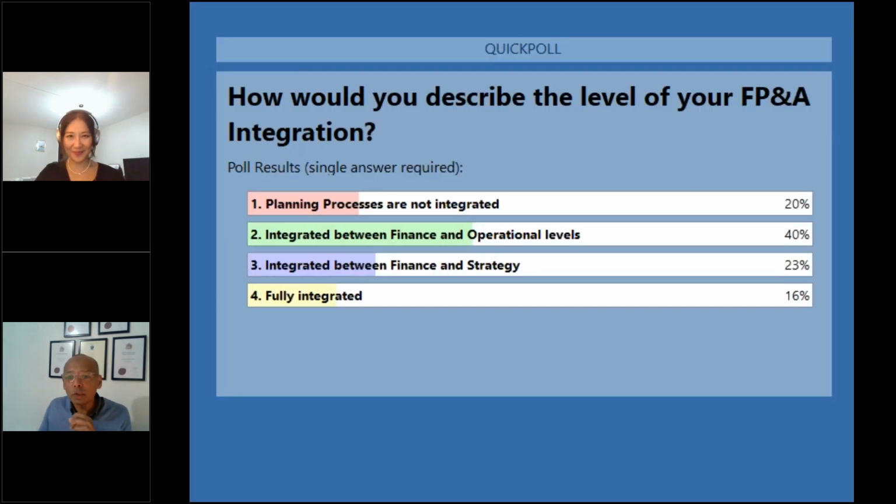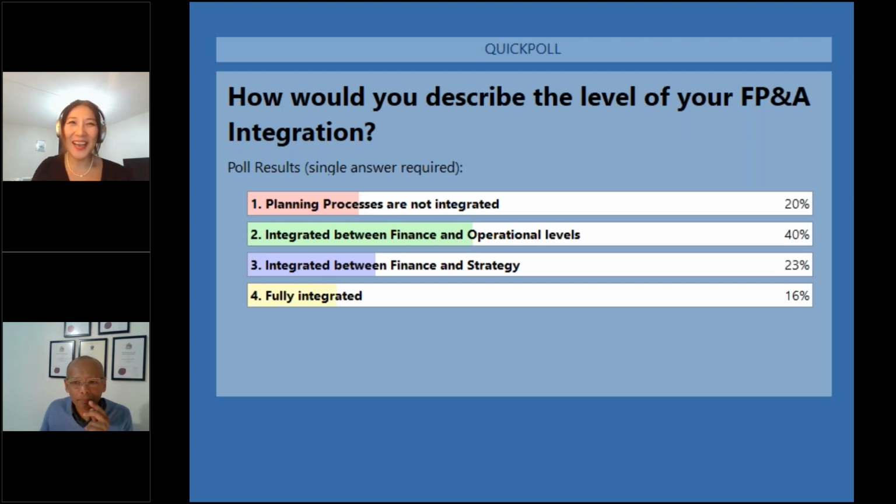And what do we see? 20% are not integrated at all, 40% integrated between finance and operation, 23% finance and strategy, and then 16% fully integrated. Ji-Yoon, any comments you would like to make on this?